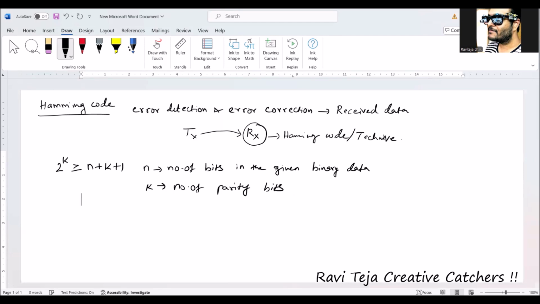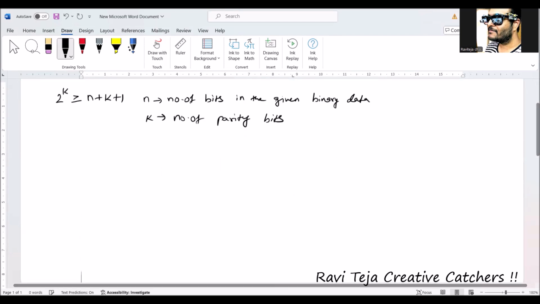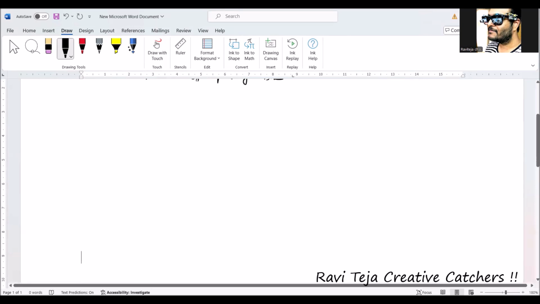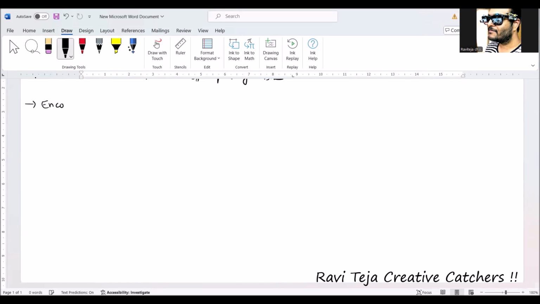To detect the errors, let's take a problem and solve it using Hamming code. Encode the data bits 1101 into 7-bit even parity Hamming code.